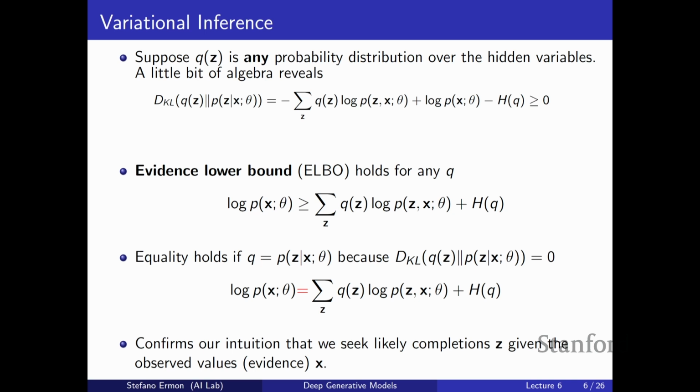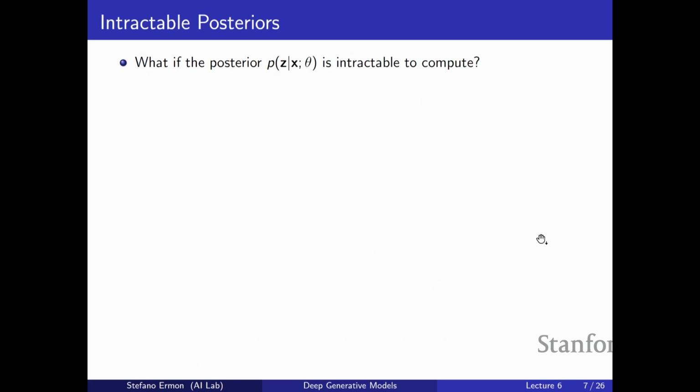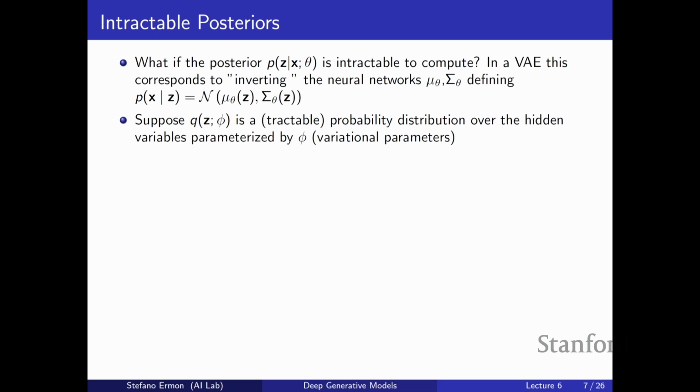But this is giving you a recipe to get a lower bound that holds for any choice of Q, and the game is going to be, let's try to find something that is as close as possible. Let's try to find something tractable that can get us as close as we can to what we know would be the optimal solution. And that will end up being tractable.